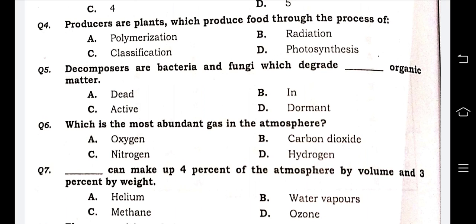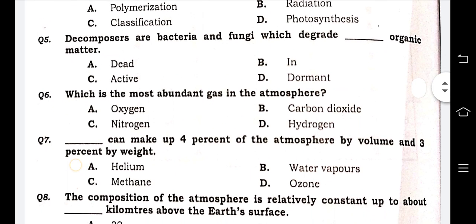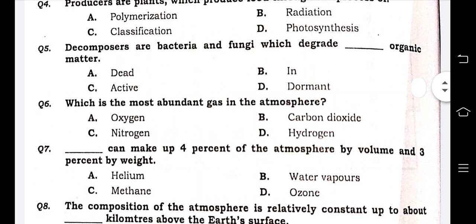Which is the most abundant gas in the atmosphere? Option A oxygen, option B carbon dioxide, option C nitrogen, and option D hydrogen. So most abundant gas in the atmosphere is nitrogen, 79%. Dash makes up 4% of atmosphere by volume and 3% by weight: option A helium, option B water vapors, option C methane, option D ozone. So water vapors, option B, are 4% of atmosphere by volume and 3% by weight.